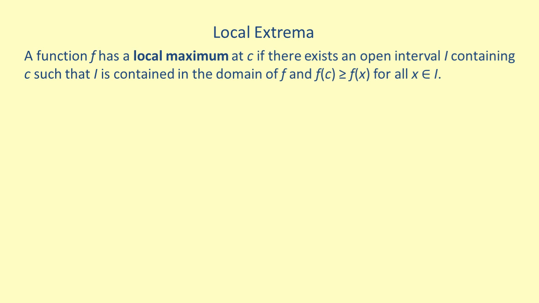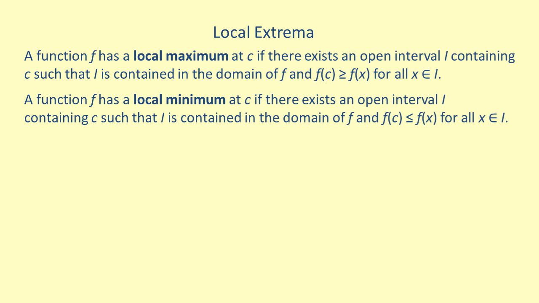Next, let's take a look at the definition for local minimums. The definition states that a function f has a local minimum at c if there exists an open interval I containing c such that I is contained in the domain of f and f of c is less than or equal to f of x for all x values in I.